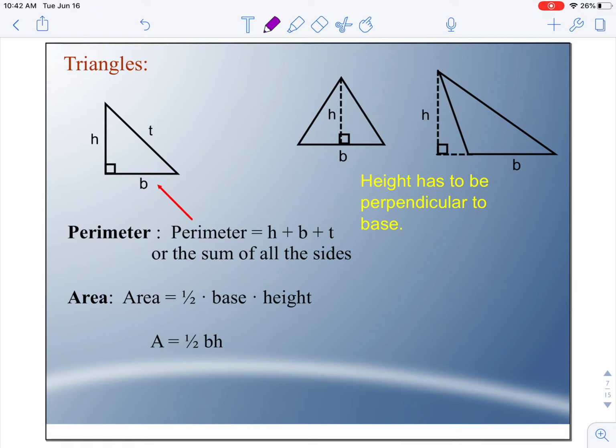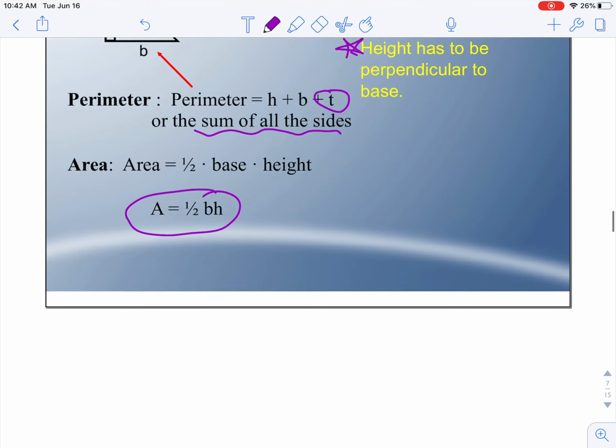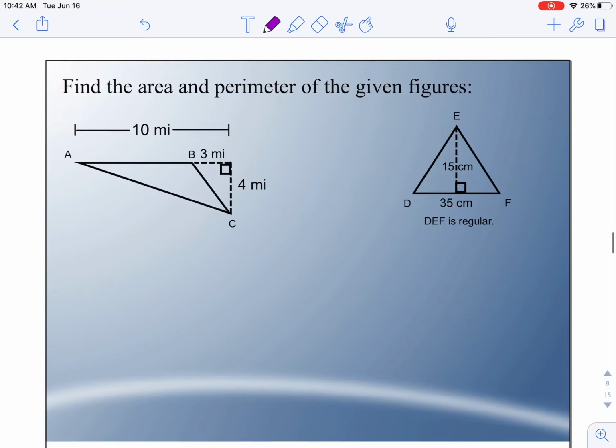Again, the perimeter, we're going to add up all the sides. And it's kind of awkward maybe to put this letter T on here, because it's not always the same value, but it's the sum of all the sides. And the area is equal to 1/2 the base times the height. Again, familiar formulas. But remember that the height always has to be perpendicular to its base. And so sometimes the height is actually drawn on the outside. So be careful and be aware of that.